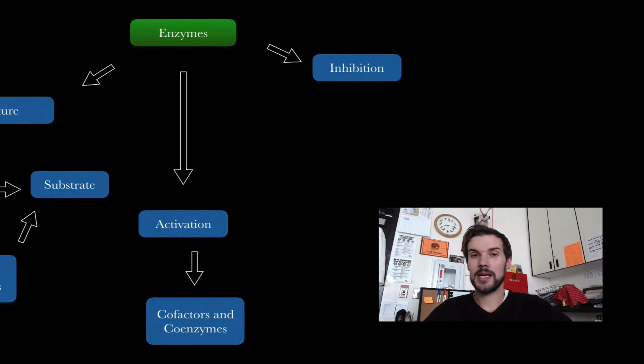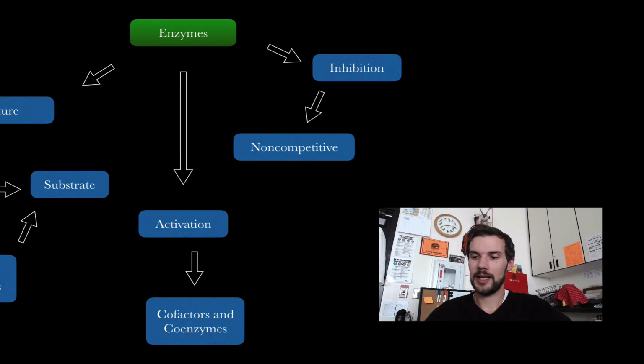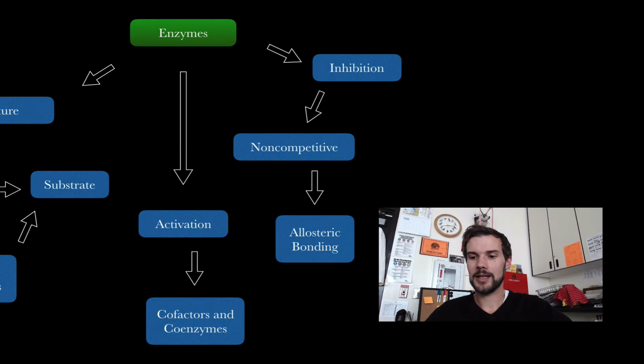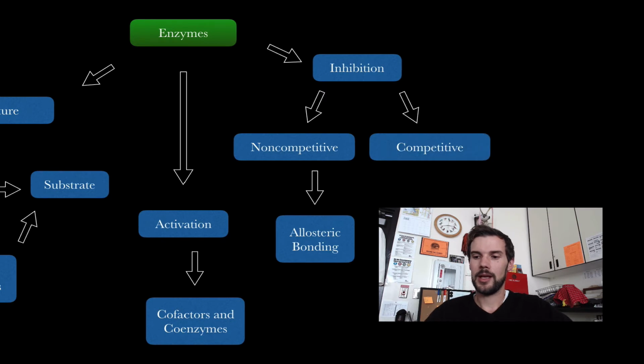Enzymes can also be inhibited. We can slow down or stop the process of enzymes, and there are two types: non-competitive, and if it's a non-competitive molecule, it will bond with the allosteric site on the enzyme. They can also be competitive molecules, and they will compete for the actual active site and block the substrate that's trying to be changed.